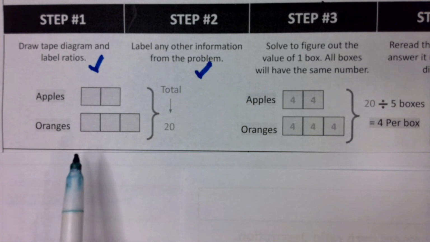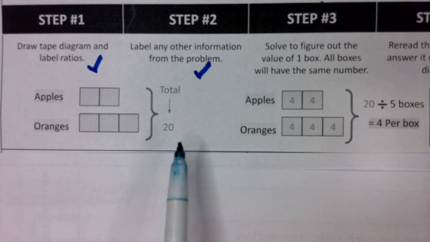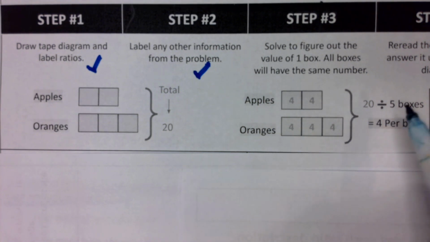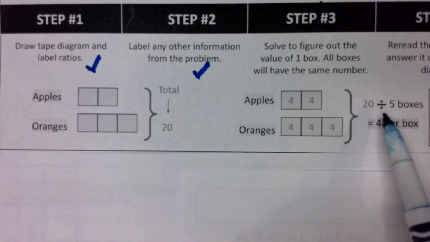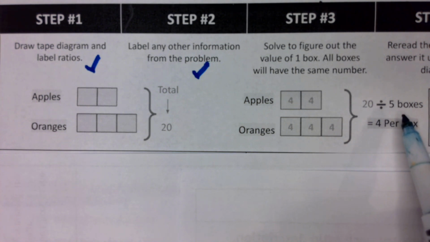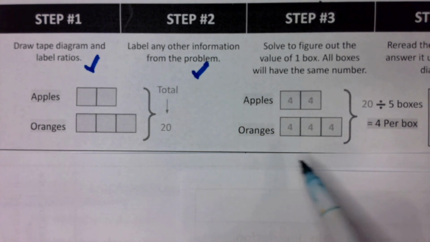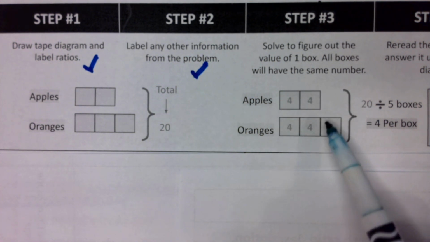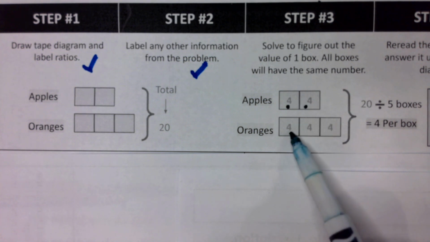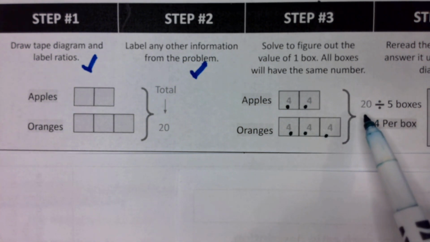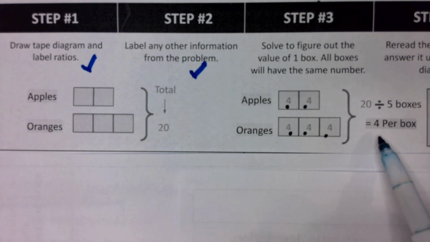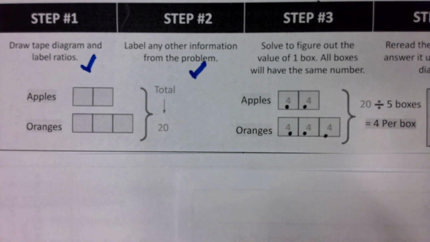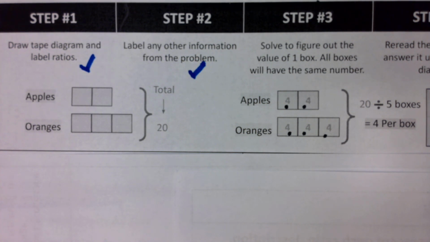All right, so we drew our tape diagrams. We labeled the total. Step number 3 is we're going to take our total and we're going to divide it or split it up into how many boxes we have. So in this example, the total number of fruit was 20. And there were 5 boxes total. 1, 2, 3, 4, 5. So they did 20 divided by 5 boxes equals 4 per box. Now you will always have the same number in every single box. That's why we keep them equal sized.